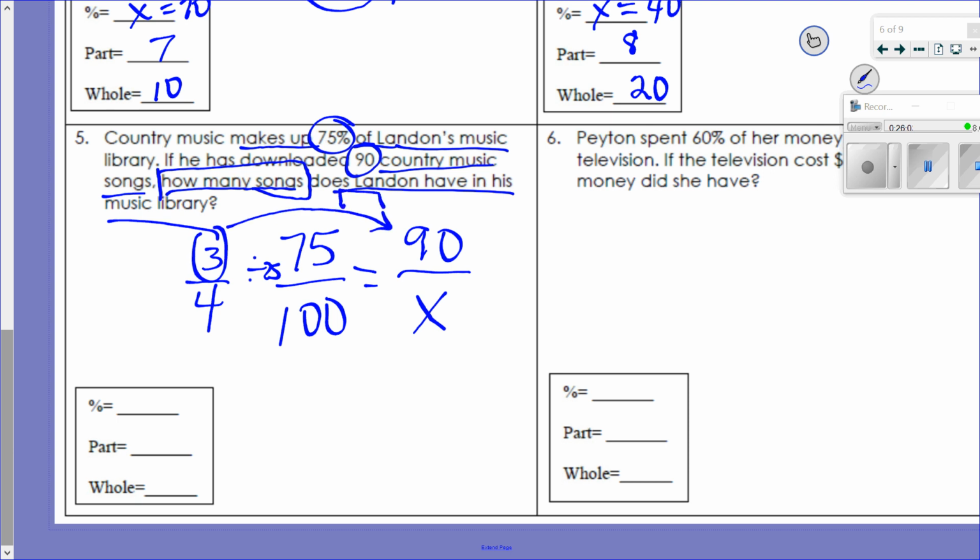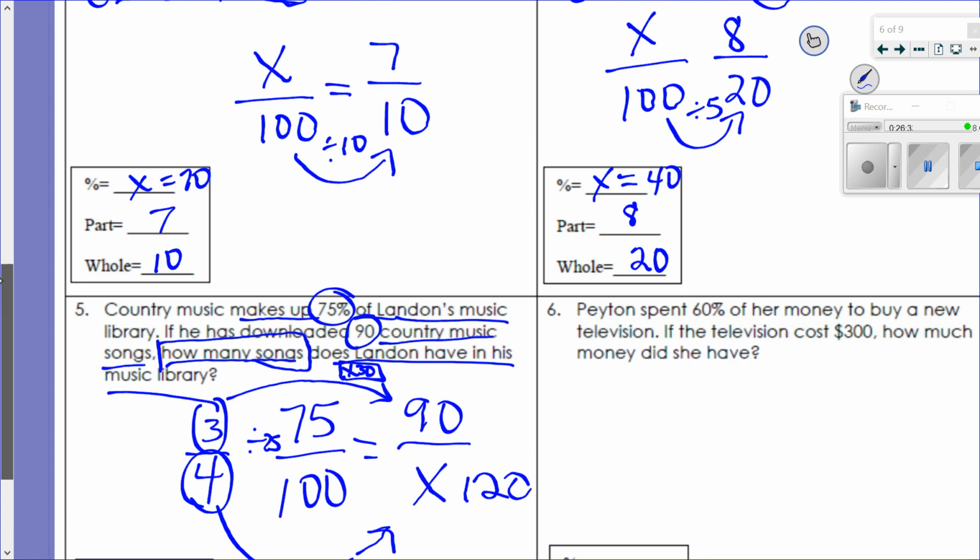3 to 90, you have to multiply by 30. So my mystery number is times 30. So the x would be 120, because 4 times 30 is 120. And guys, be careful, because I've seen this as I was walking around. Make sure to go back to that simplified form. If you start using that to get your mystery number, make sure to go back to that denominator and use the simplified version. Okay?